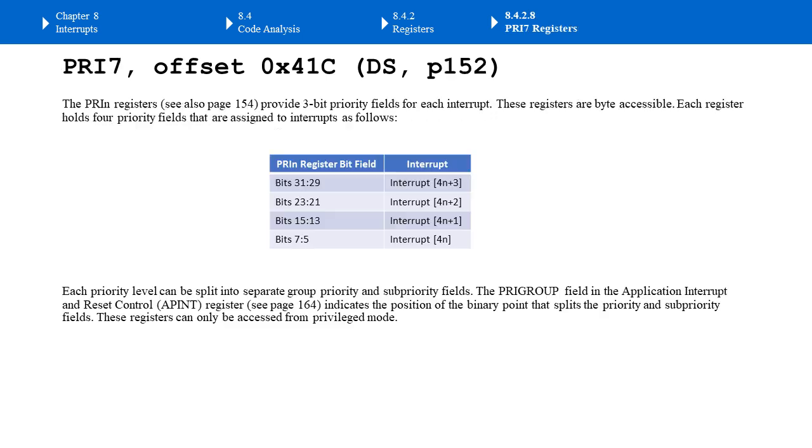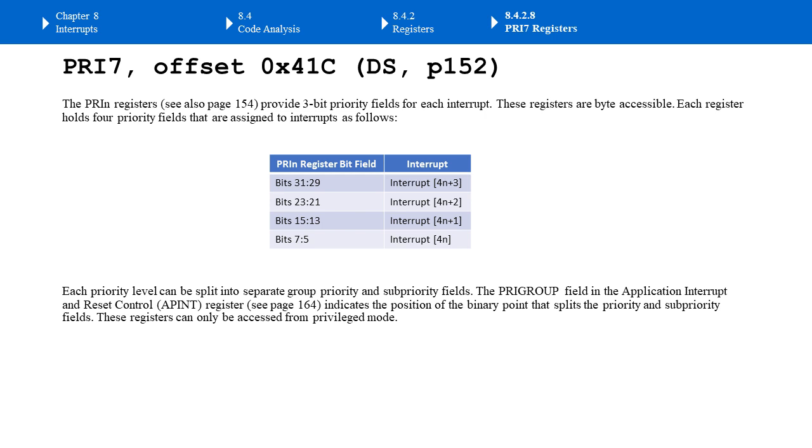Lastly, we need to set the priority of the interrupt, which can be done using the priority register. For this lab, we use PRI7, priority 7, which is register 36, interrupt 28 through 31. Each PRI register has 3-bit priority fields for interrupts. These registers are byte accessible. Each register has 4 priority fields that are assigned to the interrupts as shown in the table. In the table, bits 31 through 29 are for interrupt 4n plus 3.